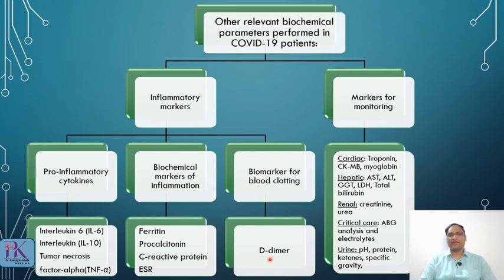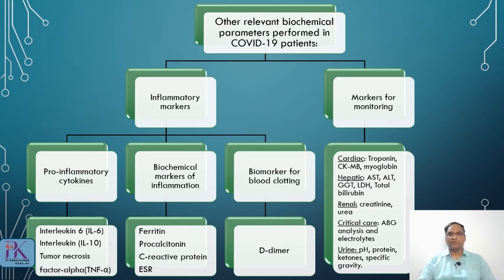Okay, so the confirmatory test is RT-PCR, reverse transcription polymerase chain reaction. You will get marks, and followed by relevant biochemical parameters, we have to mention some important inflammatory markers followed by routine markers. So if you write this, you will get 2 out of 2 marks. Okay.